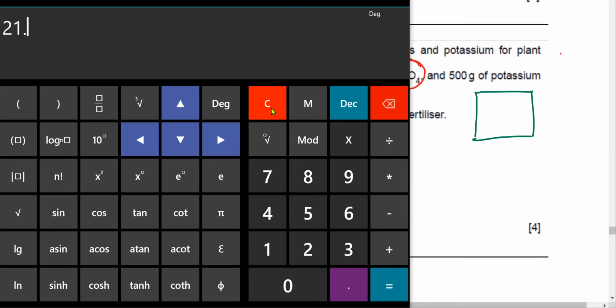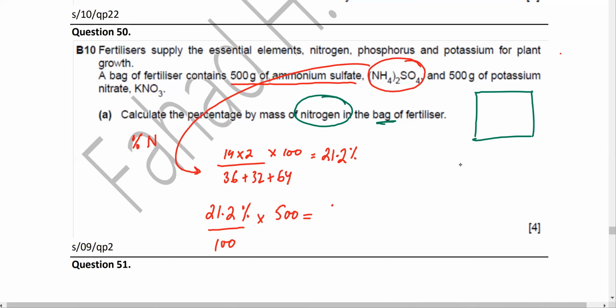What is 21 over 100? Star 500, okay? So it's coming out to be 106 grams, right?